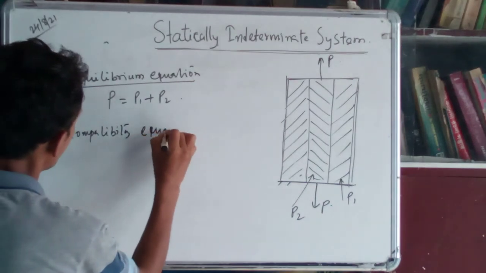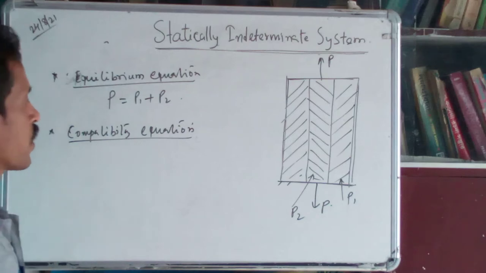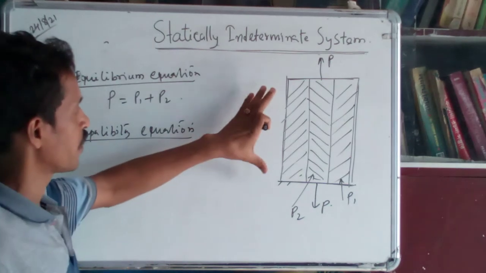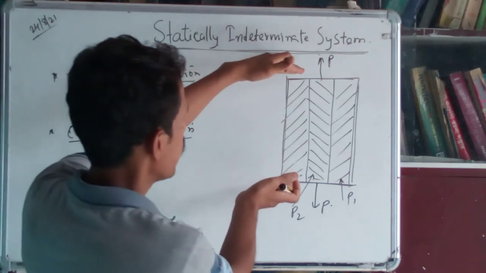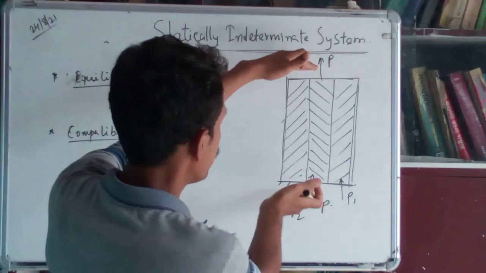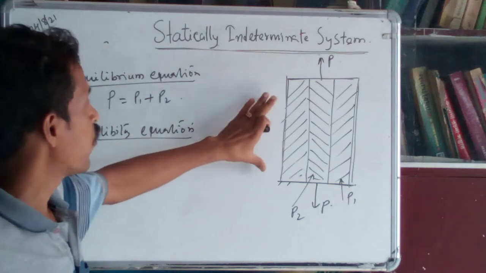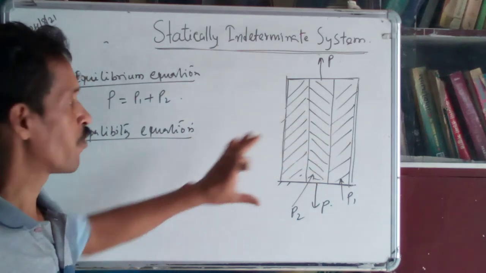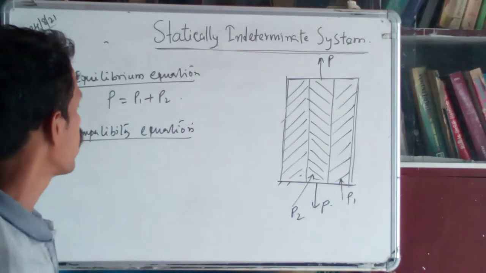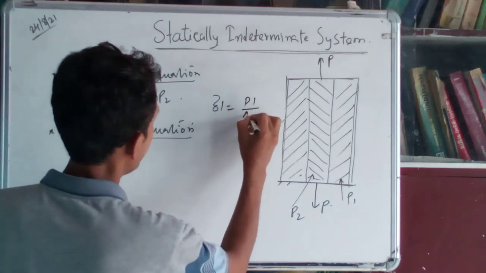Another equation is the compatibility equation, which I will now find. We know that since both ends are fixed and the load P is shared by both materials, the deformation of both bars, steel and copper, will remain the same. So you know del L is equal to PL by AE.